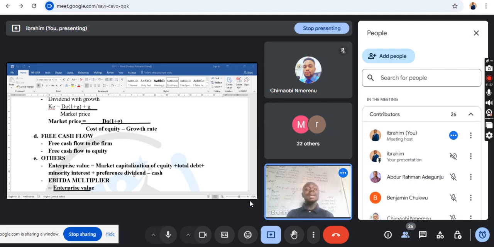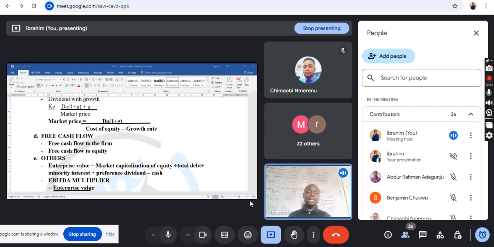The only difference is that when it is free cash flow to the firm, you have to add back interest. Then you use weighted average cost of capital to discount. Just take the format. We'll still do more free cash flow to the firm when we get to merger and acquisition. Now, other methods, which I may not examine, but just have it at the back of your mind.